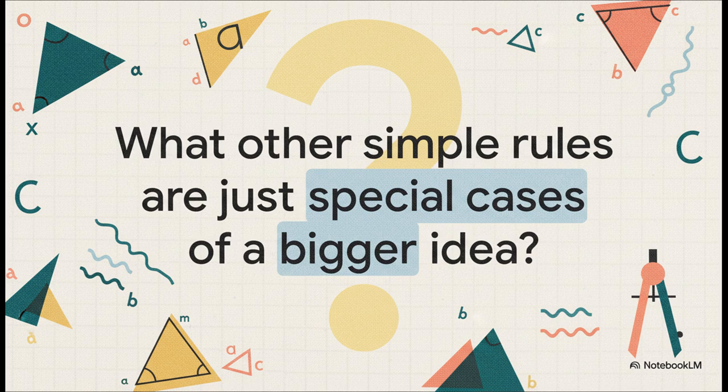And this leaves us with a really cool final thought. We just saw how a super famous rule, the Pythagorean theorem, is actually just one special case of a much bigger, more powerful idea. It really makes you wonder, doesn't it? What other simple rules that we all take for granted are also just a tiny piece of a much grander puzzle, just waiting to be discovered?